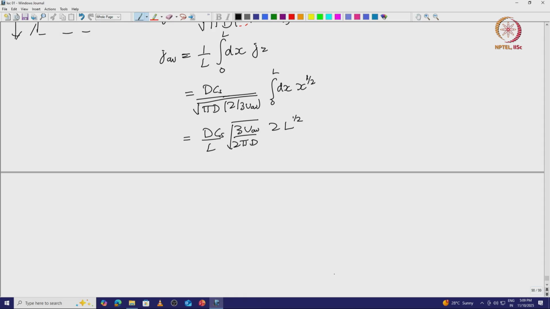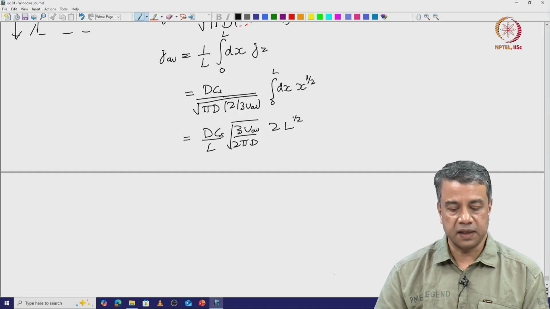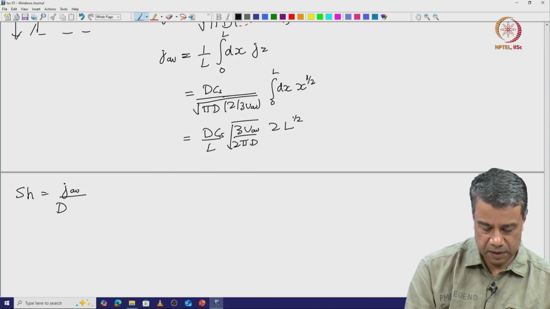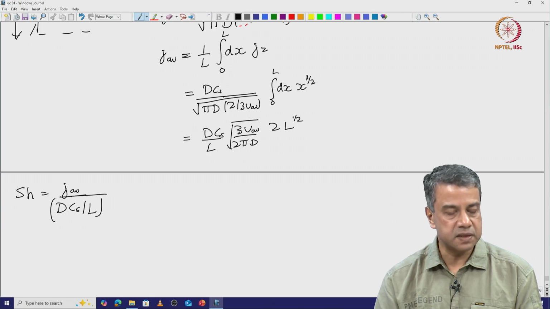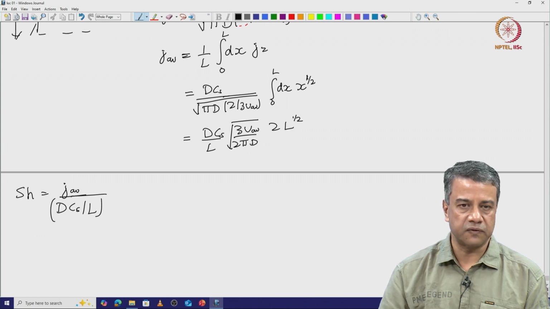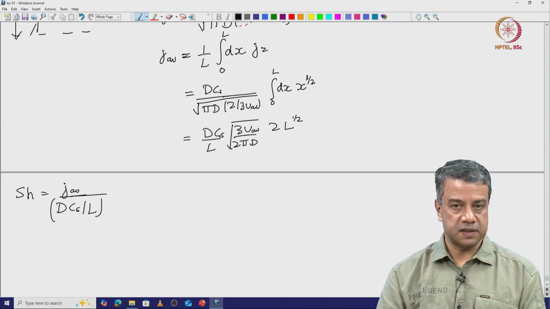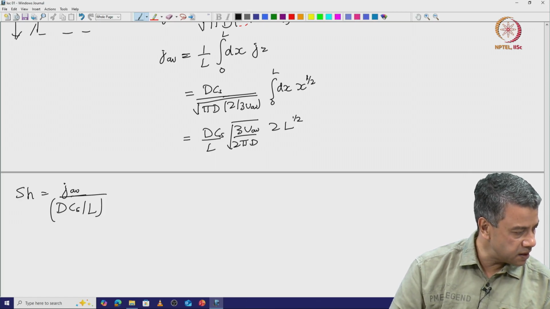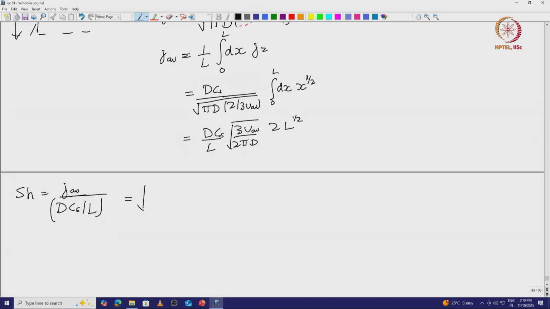This is usually expressed in terms of a correlation. Rather than writing the average flux, you define the Sherwood number equal to J average by D Cs by L. The denominator is the characteristic flux for diffusion coefficient D, concentration difference Cs and total length scale L. And so, you will get this as root of 6 by pi, into (V average L by D) whole power half.